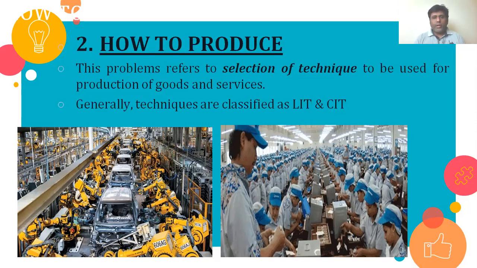Capital goods were required to fulfill the demands of the consumers, so that we can easily make the goods and fulfill their demands. LIT is used to generate employment opportunities in the country. So there is a contesting issue of which technology we should prefer. But overall, in general, we should go for LIT. But to speed up the growth and to speedily meet the demand of the consumer, we need CIT also. So how to produce is the selection of technique of production to be used, whether you should go for LIT or CIT.